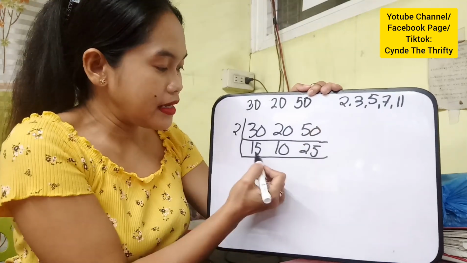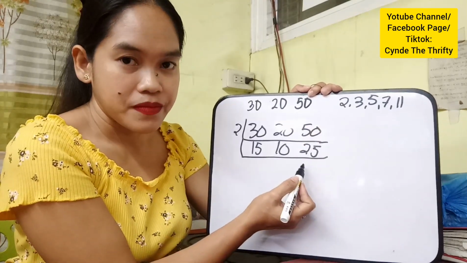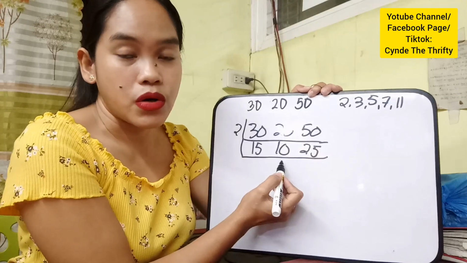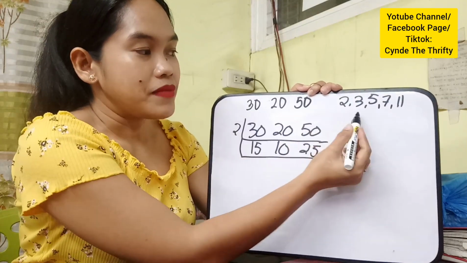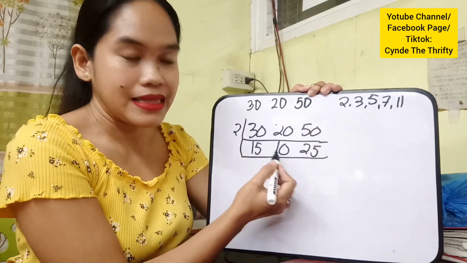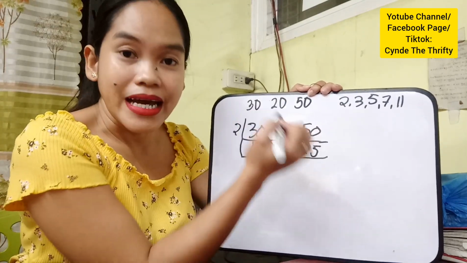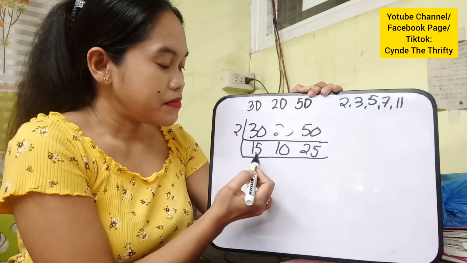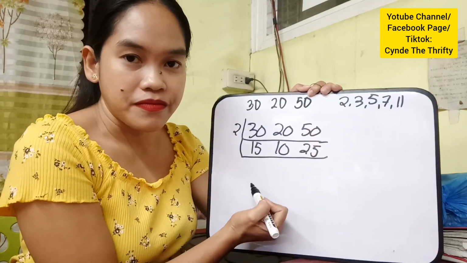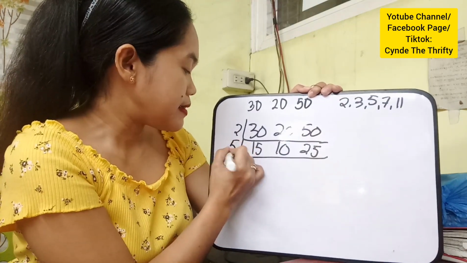Ngayon, si 2 ba pwedeng i-divide kay 15, 10, and 25? Hindi. Kay 10 lang siya pwede. So, proceed tayo sa next prime number. Si 3 ba pwedeng ma-divide kay 15, 10, and 25? Hindi. Sa 15 lang siya pwede. So, proceed tayo sa next naman. Si 5 ba pwedeng ma-divide kay 15, 10, and 25? Pwede. So, si 5 ang ilagay natin dito.